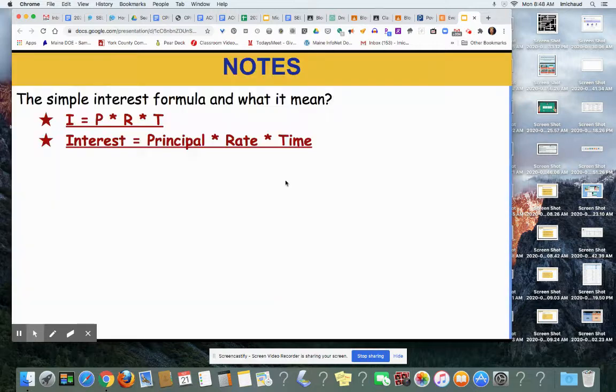Let's talk about simple interest. The formula for simple interest is I is equal to PRT, which means the amount of interest you'll earn or will have to pay is equal to the principal times the rate times the time.